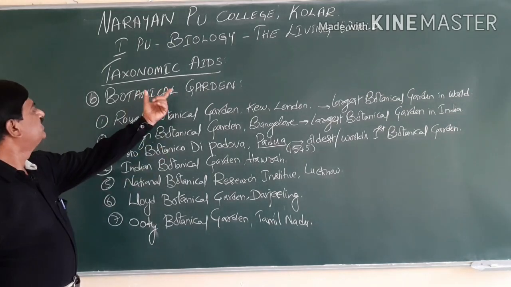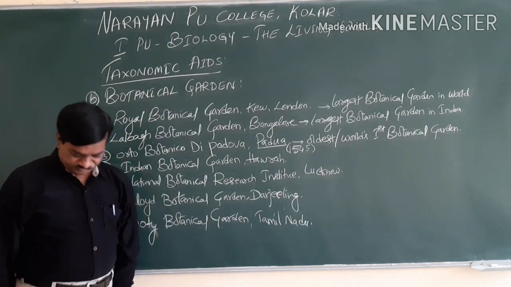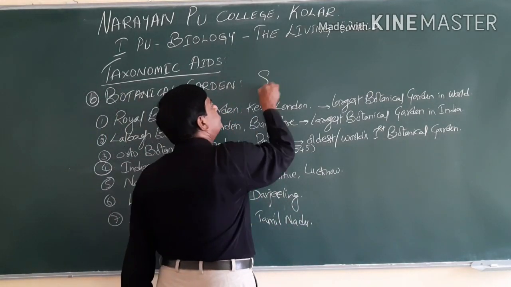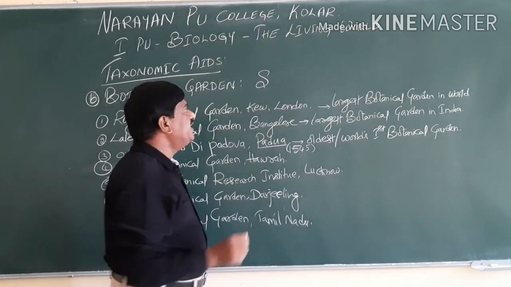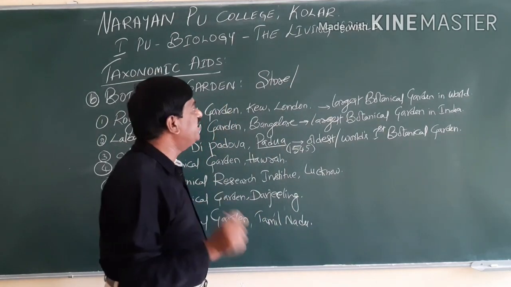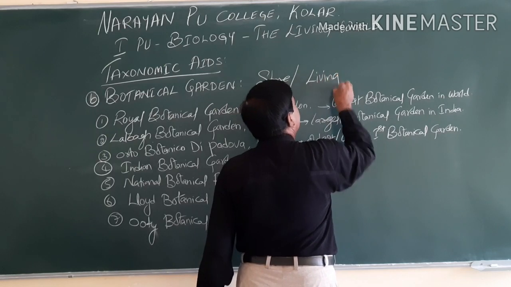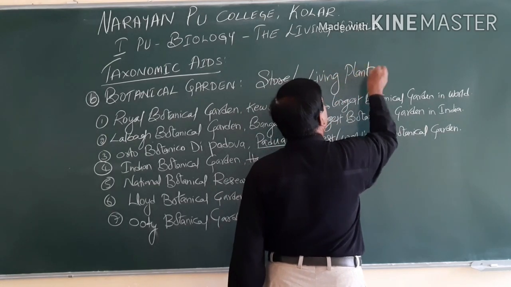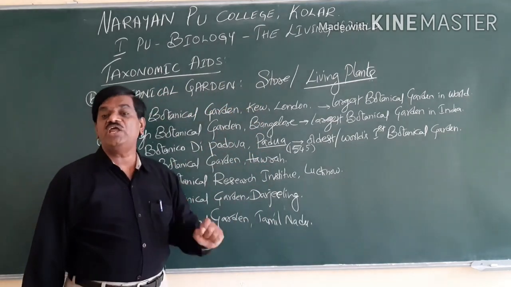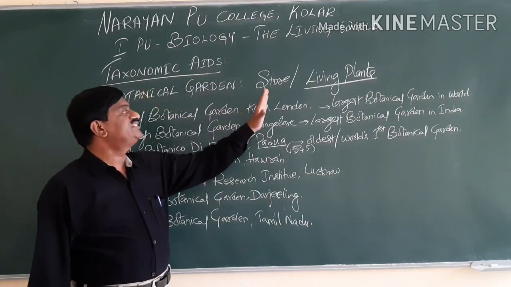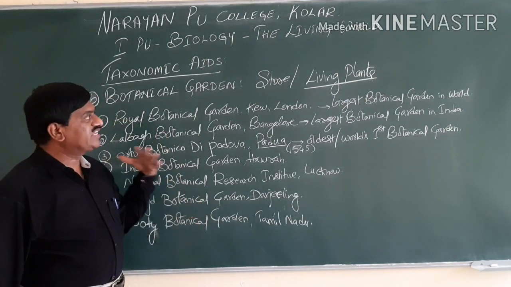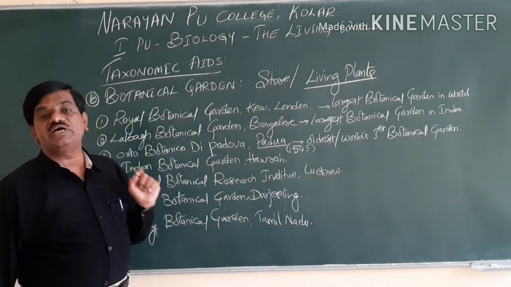So we will start with the next study, called the botanical garden. A botanical garden is a place where we store or study the living plants. Living plants, living trees are being studied here. That place where we grow and preserve the plants for research work or for taxonomical studies, we call a botanical garden.